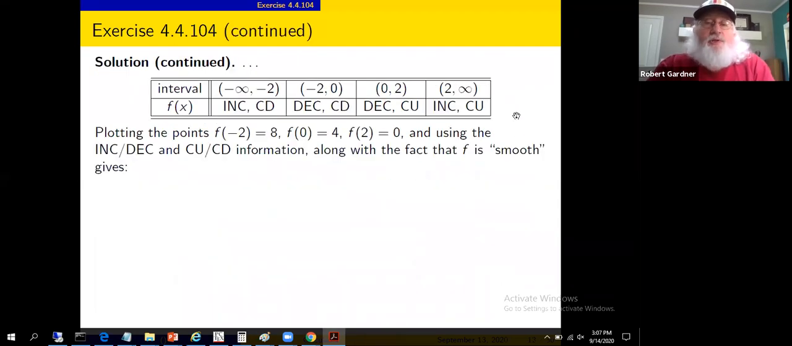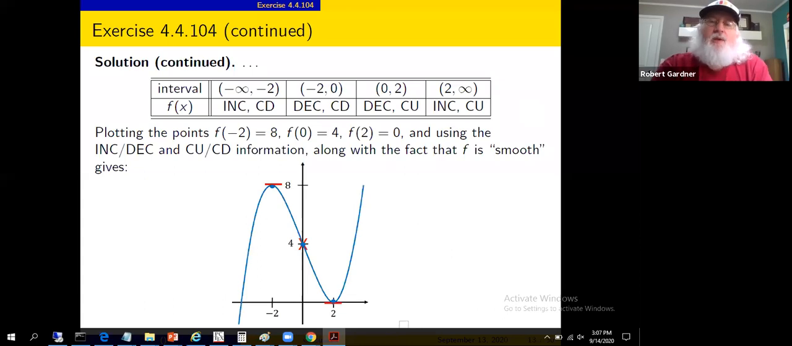Recycling that information, here's what we had on the previous slide: the increasing, decreasing, and concavity information, along with the 3 points they gave us. In addition, we've got some information about little horizontal hash marks where the derivative was 0. So we'll plot the 3 points, (-2, 8), (0, 4), (2, 0). That gives us the 3 fat blue points. Tried to be consistent with my graphs.